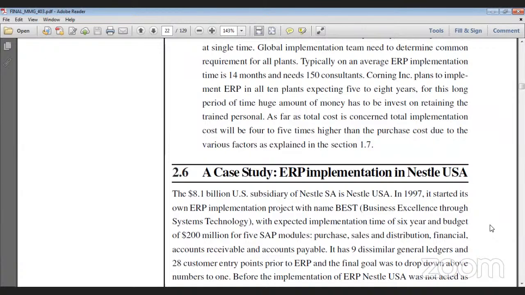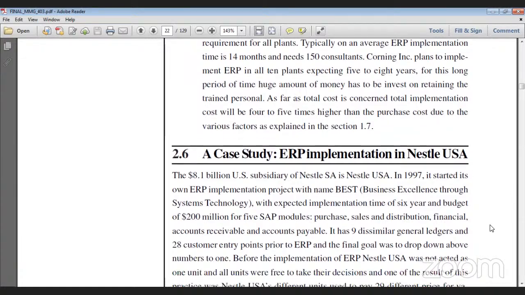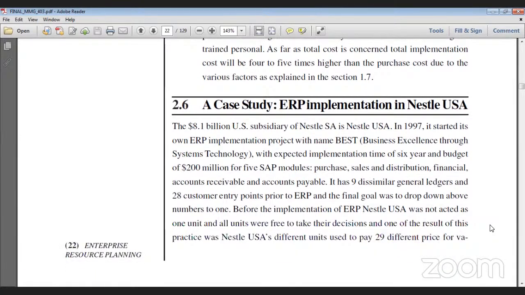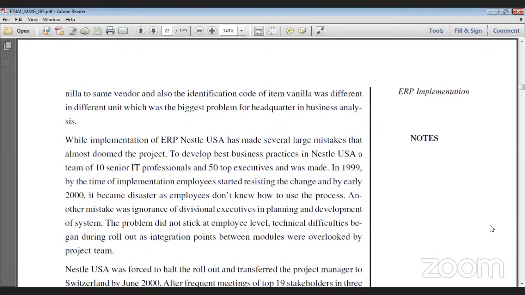Before the implementation of ERP, Nestle USA did not act as one unit. All units were free to take their own decisions. One result of this practice was that Nestle USA's different units used to pay 29 different prices for vanilla to the same vendor, and the identification code of the item vanilla was different in each unit, which was the biggest problem for the headquarters business analysis.